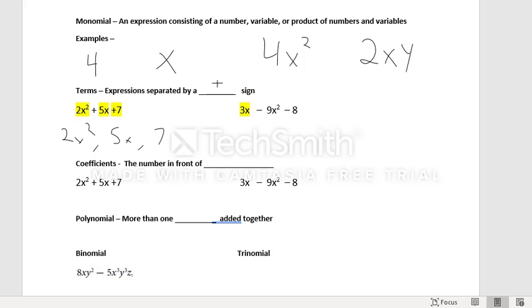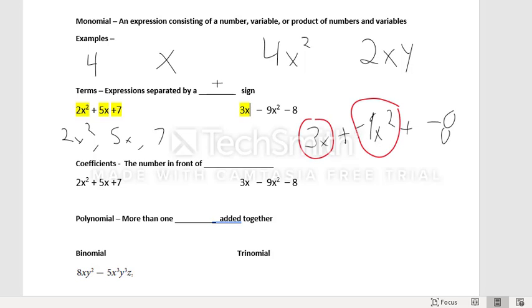Now, if we look at the second example, we have 3x. That is a term. We also have this minus 9x squared and a minus 8. Since a term is separated by a plus sign, we can rewrite this. 3x. Now, subtracting is the same as adding a negative, so it's 3x plus negative 9x squared, and then plus a negative 8. So if we look at it, the terms are 3x, negative 9x squared, and negative 8. It is very important that you think about that term containing the negative piece. The negative is part of that term.